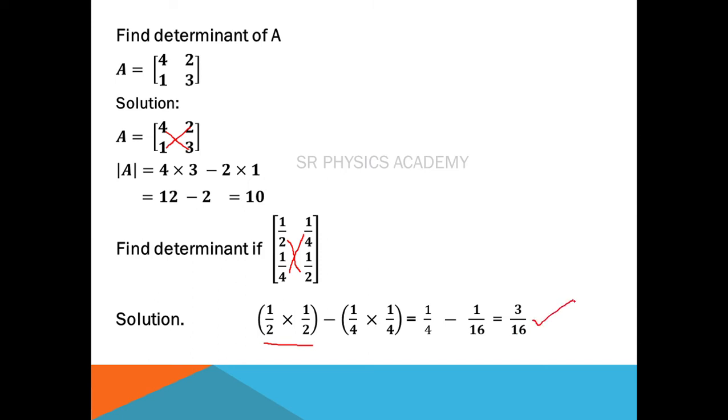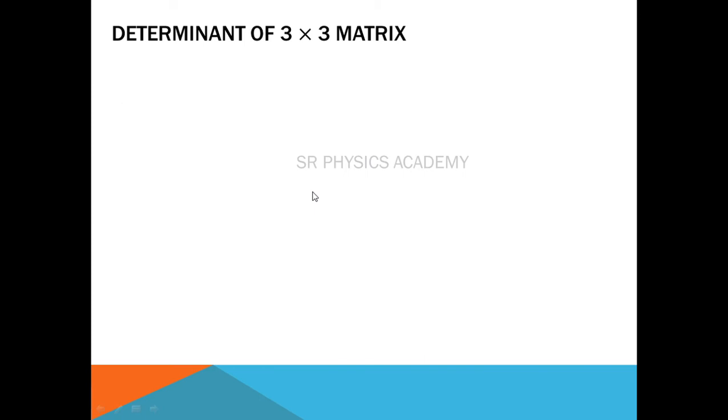So now you know how to find the determinant of a 2 by 2 matrix. Next, we discuss the determinant of a 3 by 3 matrix. We know that this has 3 rows and 3 columns. It should be a square matrix.